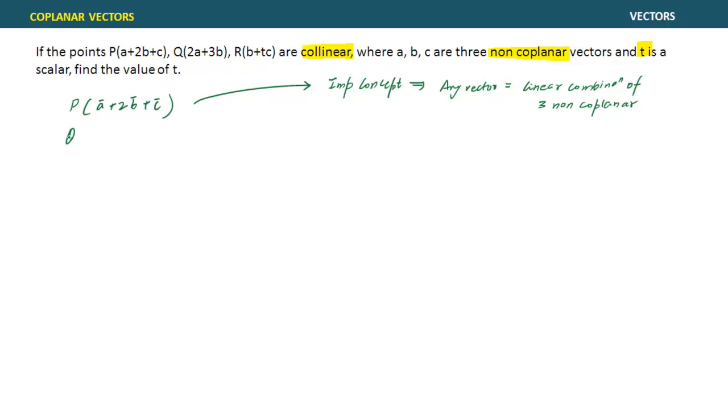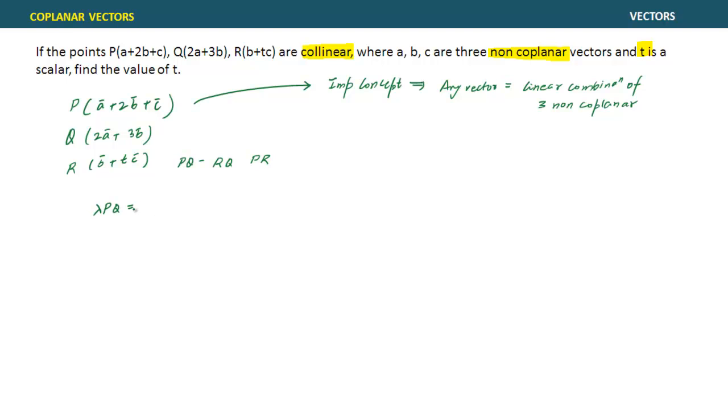Okay, so let's talk about Q. Q is a linear combination of just two. Not a problem. And R is nothing but B plus TC, where T is the scalar component which we need to find. And they are given to be collinear. Now they are collinear, so what can we say on the collinear front? PQ will be one of the lines, then there could be line RQ, and there could be another line PR.